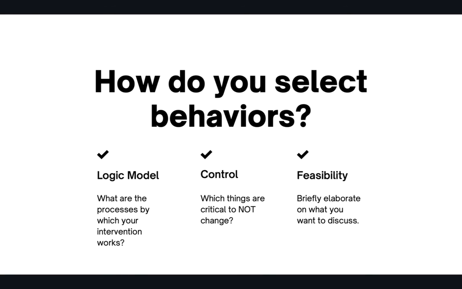So you need to think about what are the behaviors that I really need to do for my intervention to work? What are the ones that I really need to keep the same across conditions to make this a fair and clean comparison? And then, of all of these important things, what is feasible to measure?